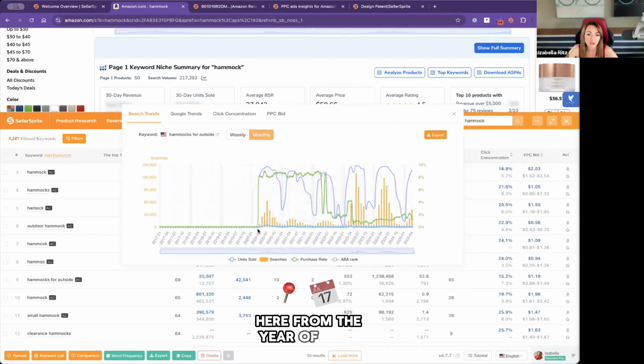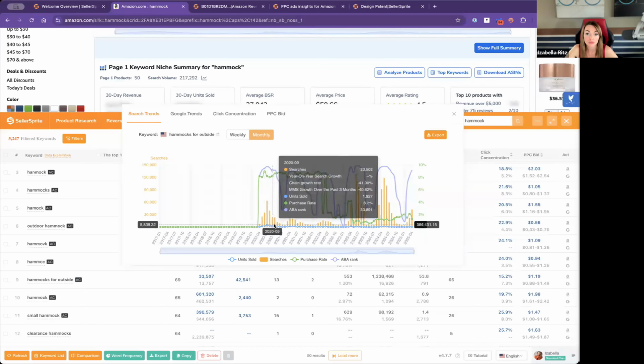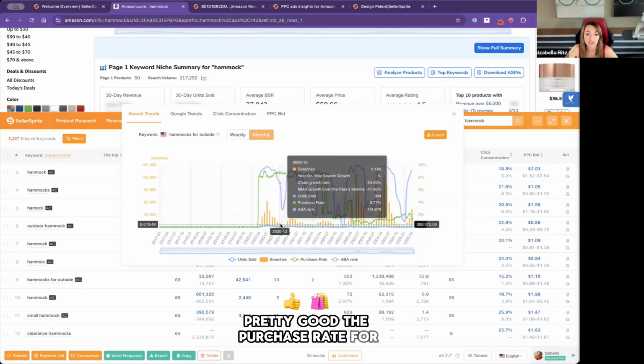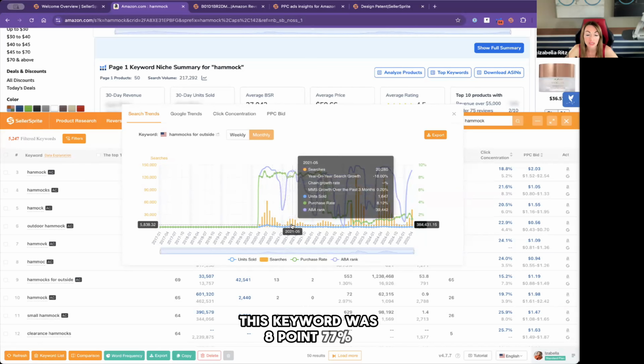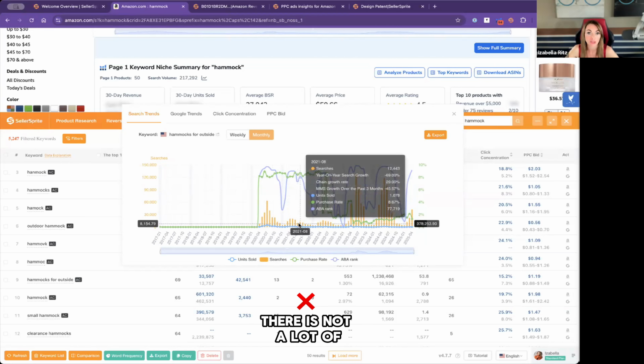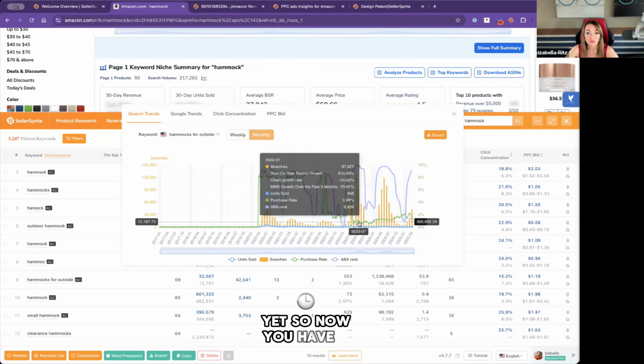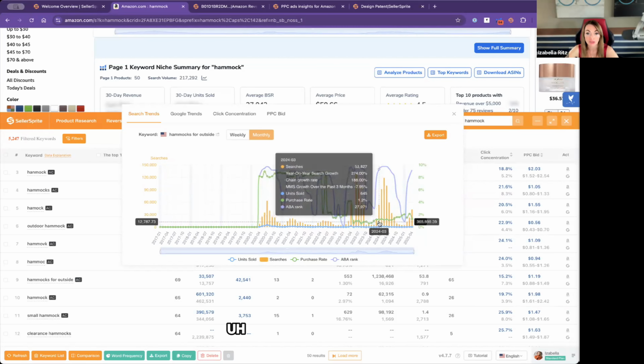From the year of 2020, the purchase rate was actually pretty good. The purchase rate for this keyword was 8.77%, which, as you already know, means the market is very satisfied with this product. It's probably not a good idea to go into this market just because there is market satisfaction. There is not a lot you can do unless you invent something crazy that nobody's seen in the past yet. So now you have 57 searches, pretty consistent.